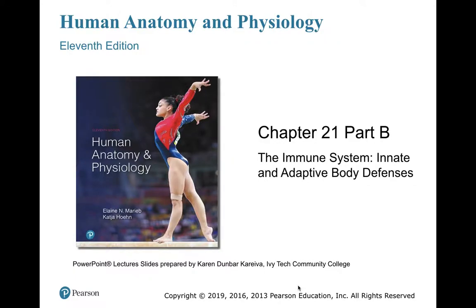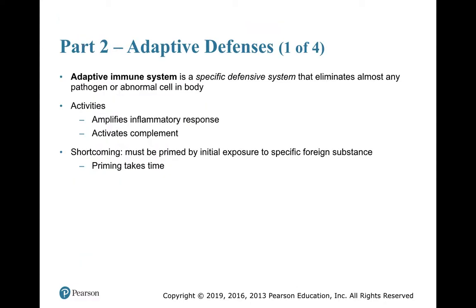particular specialty is, and that's the immune system. And this is the adaptive part of the immune system, what I would consider immunity. So the adaptive defenses, the adaptive immune system, is very specific. It can eliminate almost any pathogen or abnormal cell in the body, at least pathogen. In addition to that, it helps to amplify the inflammatory response, so it makes our defenses better. It activates complement, which helps make our body defenses better.